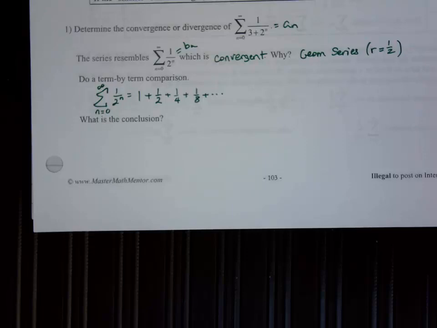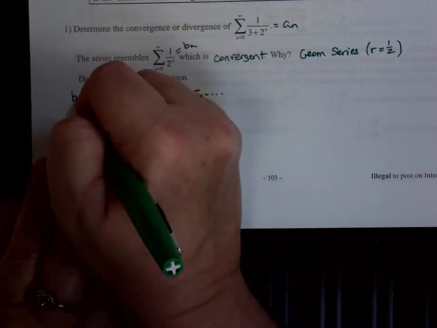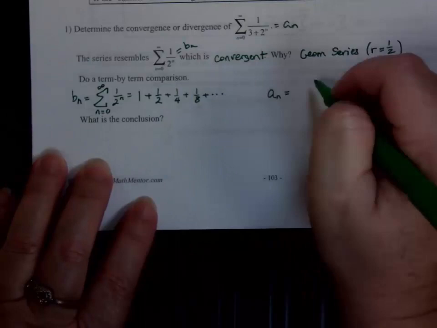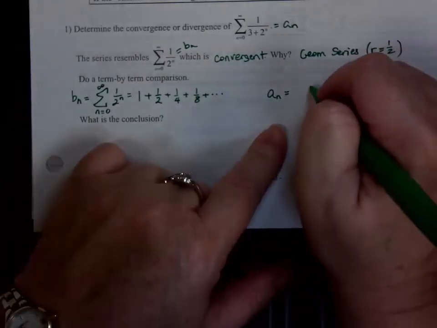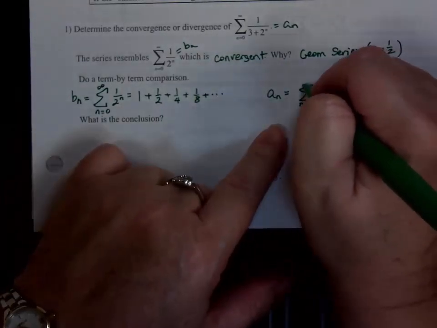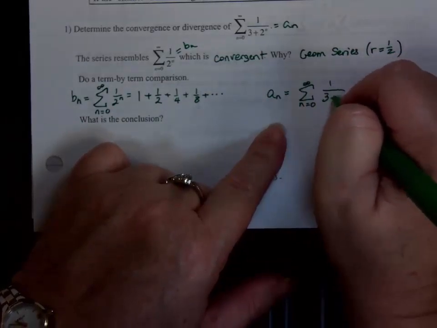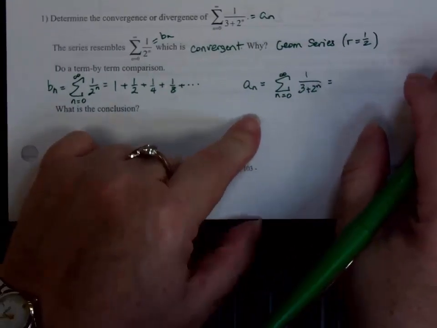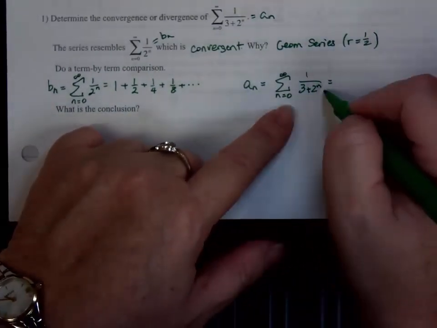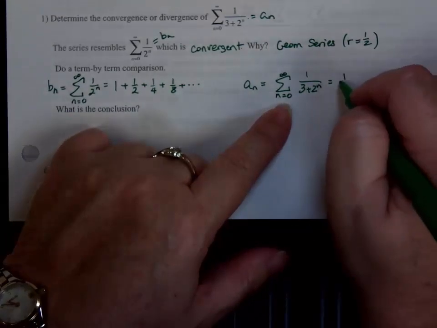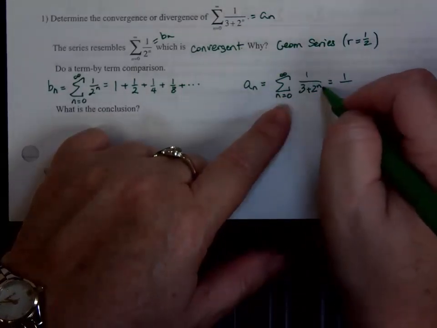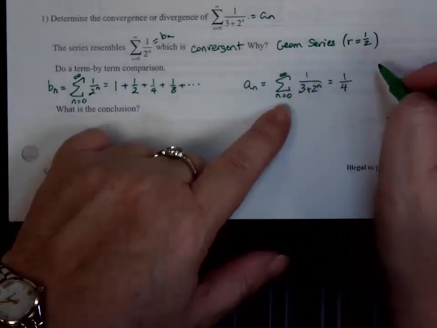Okay. Now, let's take the one that we want to know about. This is B of n. Let me write that down here. A of n is going to be, let me go ahead and copy the series again. n equals 0 to infinity of 1 over 3 plus 2 to the n. Now let's carefully plug this in term by term. 0 first. This fraction will be 1 over what? 2 to the 0 is 1 plus 3, so this is 1 over 4.